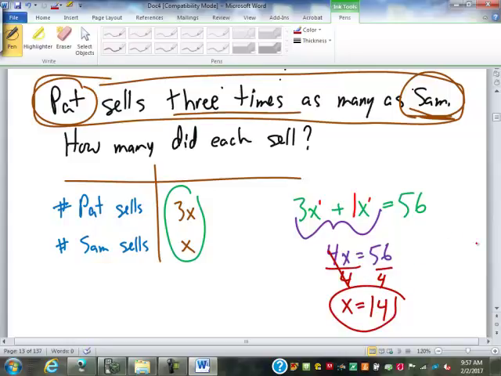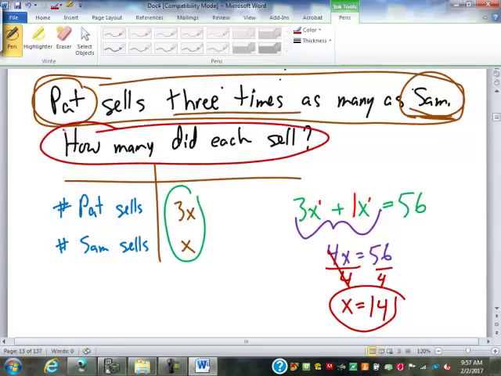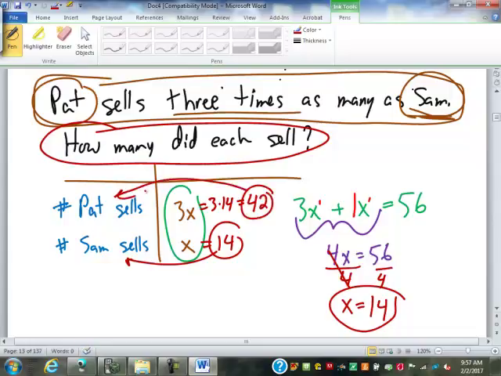A lot of people solve the equation and they're satisfied. It feels good to get that far. We wrote an equation, we solved it, we're good. But you have to remember to ask the question. Answer the question. The question was, how many did each sell? Well, x is how many Sam sold. So Sam sold 14. But we still have to answer how many did Pat sell. Pat sold 3x. So 3 times 14 is 42. So Pat sold 42.